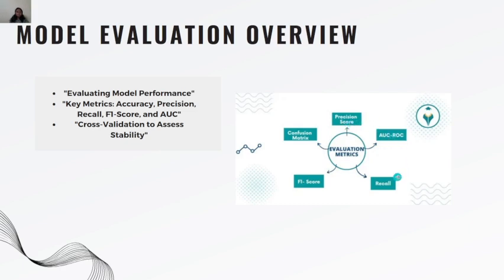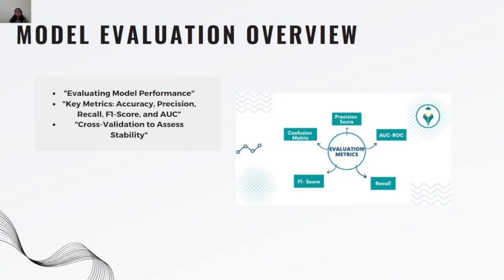Then we have recall, or sensitivity. This is the proportion of actual positive cases that were correctly identified by the model. It is critical when missing positive cases has a higher cost. Then we have the F1 score, the harmonic mean of precision and recall. It balances both metrics, and it's often used when you need a balance between precision and recall. Then we have AUC-ROC, the area under the receiver operating characteristic curve. This metric is useful for evaluating classifiers, especially when the dataset is imbalanced.